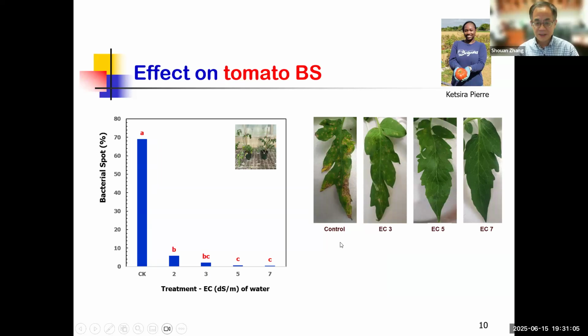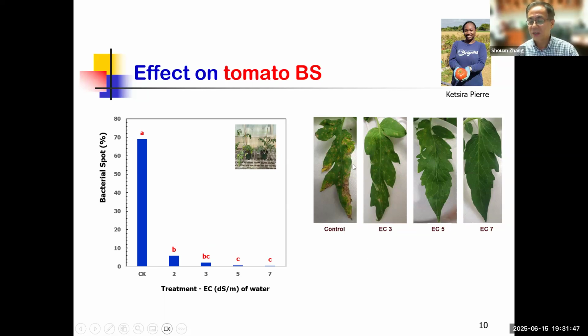My PhD student, Cassandra Pierre, conducted greenhouse and field trials to evaluate the impact of soil salinity on bacterial spot of tomato. So here are the results she got from the greenhouse test. The bacterial spot on the soil salinity treated plants was significantly lower than the untreated control.